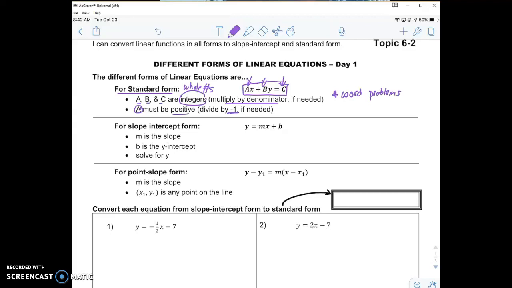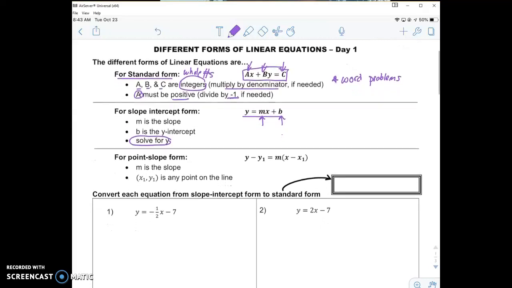The second form of a line is one we're very familiar with. It's called slope-intercept form. Y equals mx plus b, where m is the slope and b is the y-intercept. When we are trying to get lines into slope-intercept form, we are always going to solve for y, or get the y by itself.